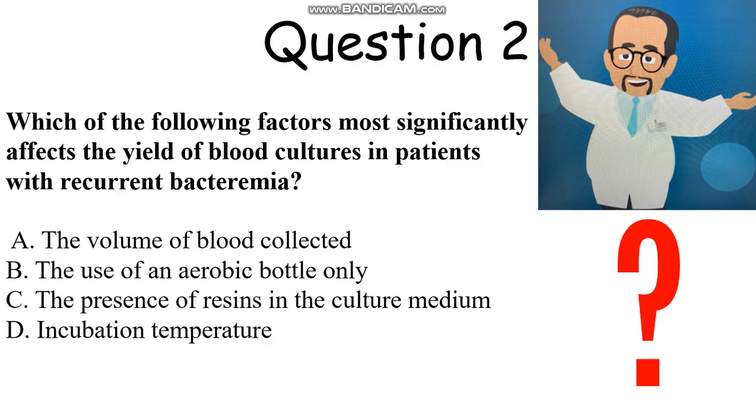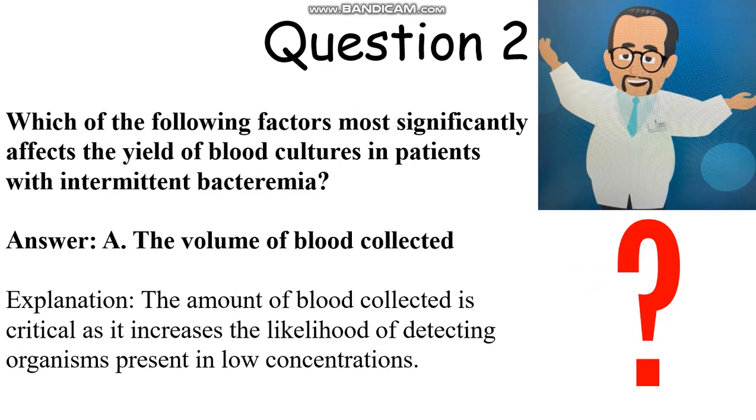Next question: which of the following factors most significantly affects the yield of blood cultures in patients with recurrent bacteremia? Is it the volume, the use of anaerobic bottles, the presence of resins, or the incubation temperature? I will go to the answer. The volume of blood collected.